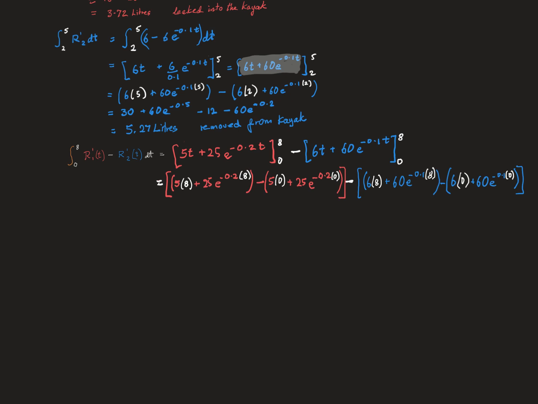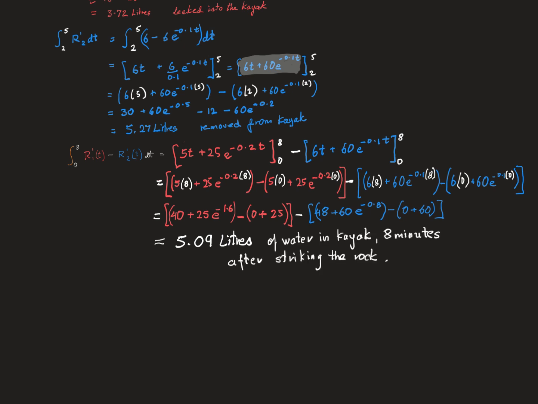I substituted all these numbers in, and really whichever way you do it, it's okay. I have chosen this way. I don't know whether it's any faster. I'll just finish this off giving you the answer. So there is 5.89 liters, 8 minutes after striking the rock. And so we would use this expression to find out the liters of water in the kayak after 9 minutes or 10 minutes after striking the rock, as long as you change these numbers from 0 to 8 to 0 to 9 or 0 to 10.